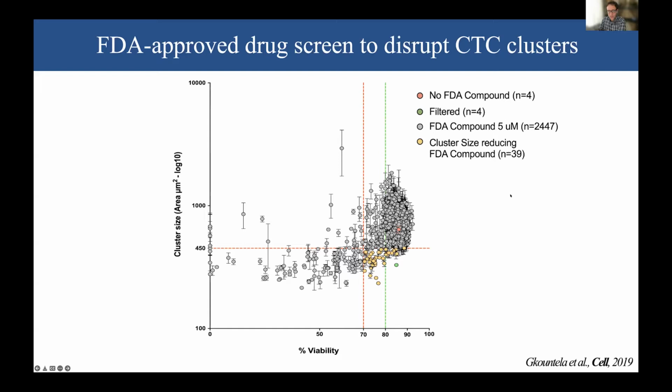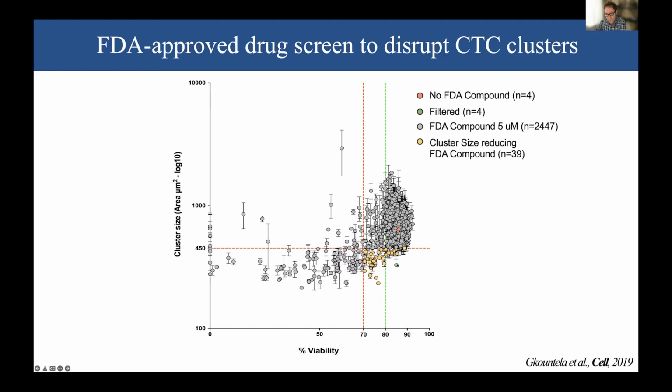The way this ran was we isolated clusters from patients with breast cancer. We then cultured them to expand them in vitro. And then we screened 2,400 FDA approved compounds. These are compounds that are given to this day to patients with many, many different indications, not only cancer. On the x-axis is viability, the y-axis is cluster size, and the red and the green dots are controls.